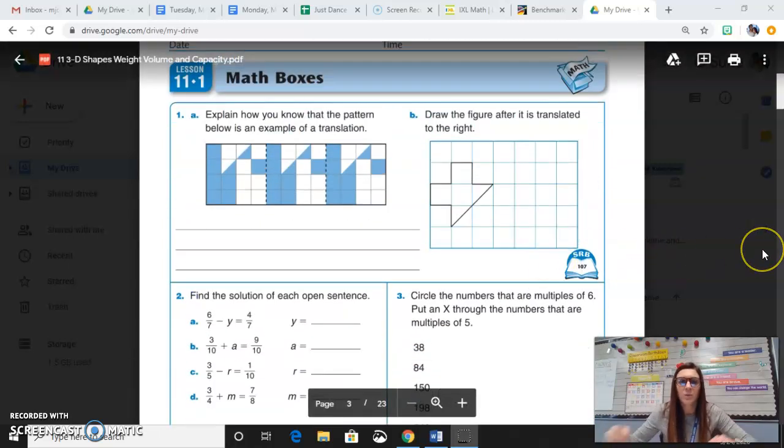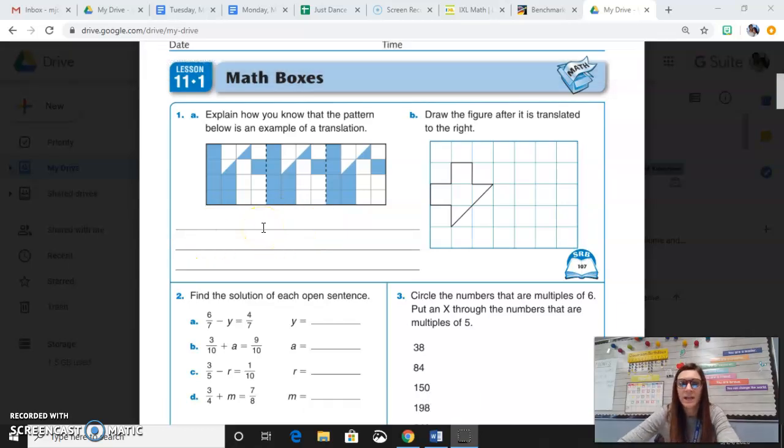And when you get there, we're just going to go through a few of these together, but I don't have the option to draw on here, so I want to make sure that you are paying attention and you are completing your page as we go. So for number one, explain how you know that the pattern below is an example of a translation. Remember a couple weeks ago when we went over translation, rotation, and reflection. Translate means to slide, rotate means to turn, and reflection means to flip.